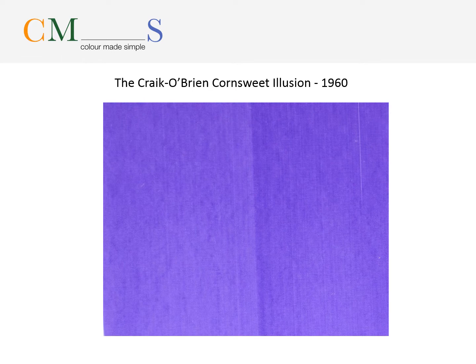Another example is the Cornsweet illusion, also known as the Craik-O'Brien-Cornsweet illusion, as described by Tom Cornsweet in the 1960s. The sample on the left appears to be lighter and less chromatic than the sample on the right. However, if a border is placed between the two, they now appear to be the same.